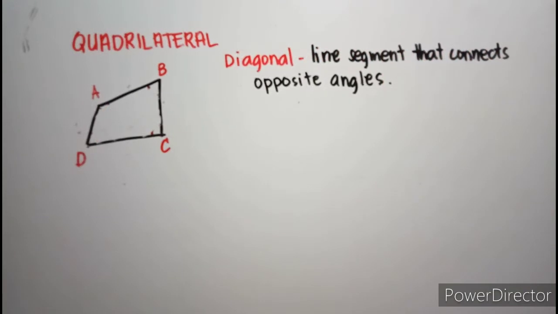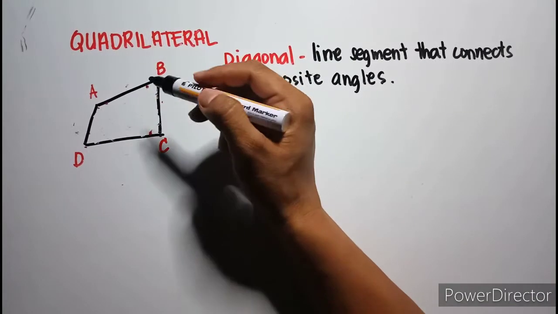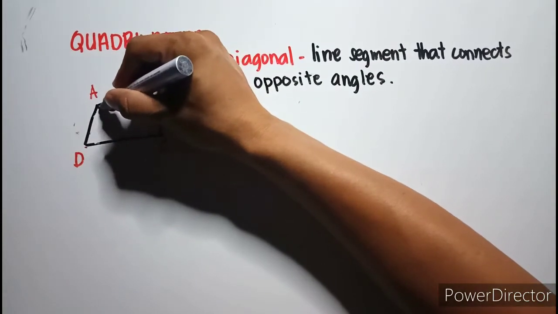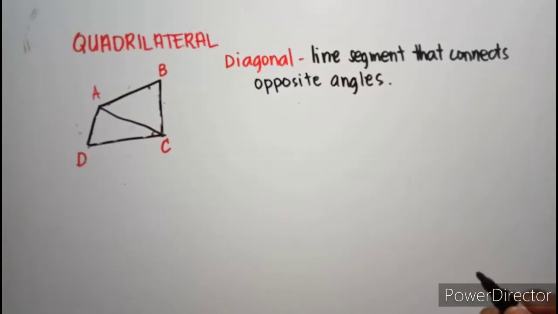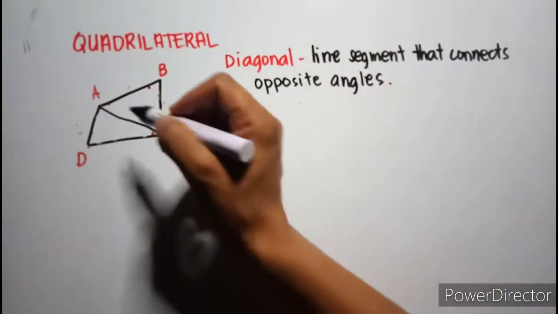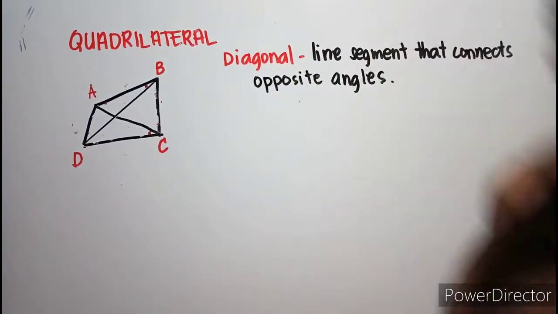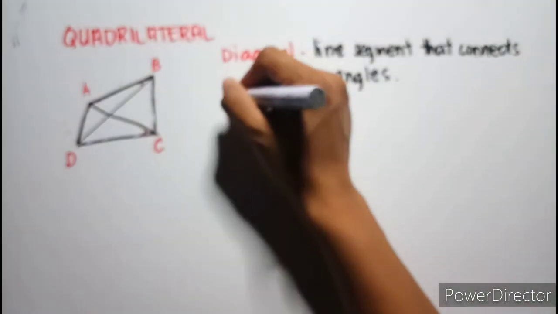How about diagonal of a quadrilateral? So, diagonal is a line segment that connects opposite angles. So, kanina, we have opposite angles, angle A and angle C. So, if we are going to connect this angle, we form a line segment. Then also, if we're going to connect these two opposite angles, we also have a diagonal. So, in a quadrilateral, we have two diagonals.